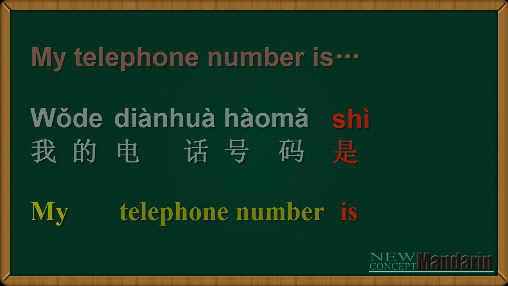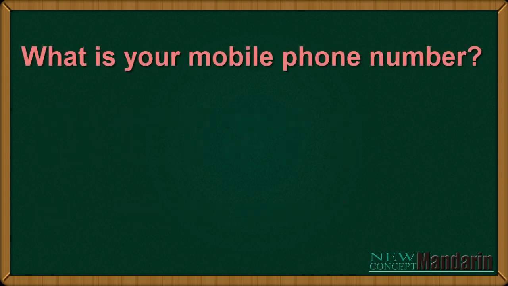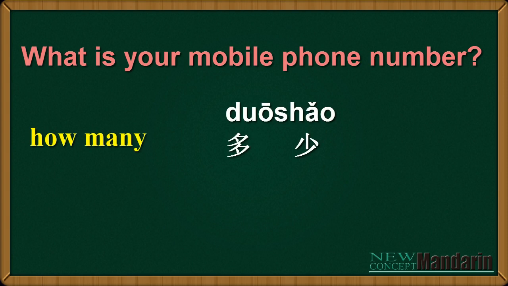In English, you will say, what is your mobile phone number? In Chinese, we do not need to change the word order of the statement. We just need a question word. How many, how much? 多少。多 means many, much. And 少 means a few or a little. So 多少 means how many or how much. It is a question word for asking about numbers.